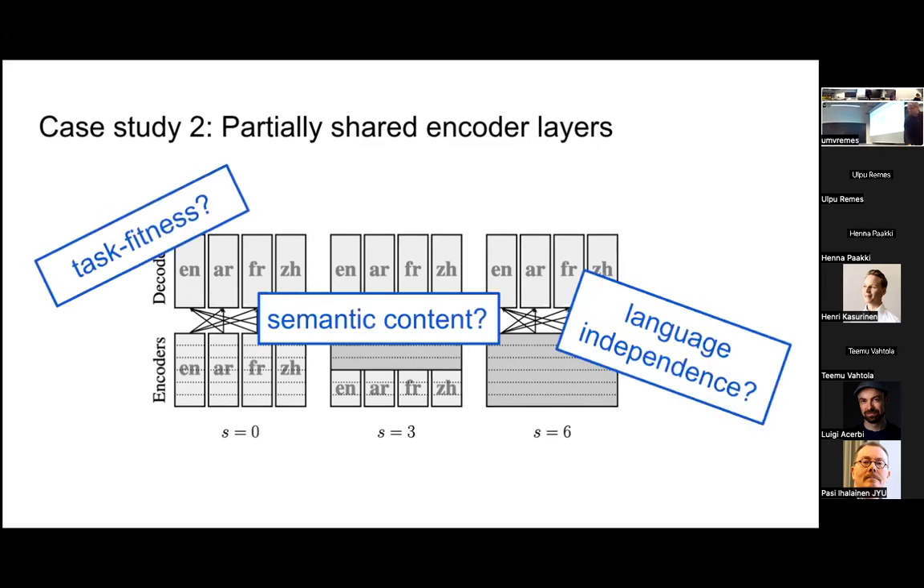And then the question is, how does that affect the task fitness, so the translation performance? Another question that we have is, of course, how does it affect the encoding representations that the encoder produces for all those different kinds of inputs? And then also see whether different sharing patterns lead to different types of language independence in this kind of shared representation.